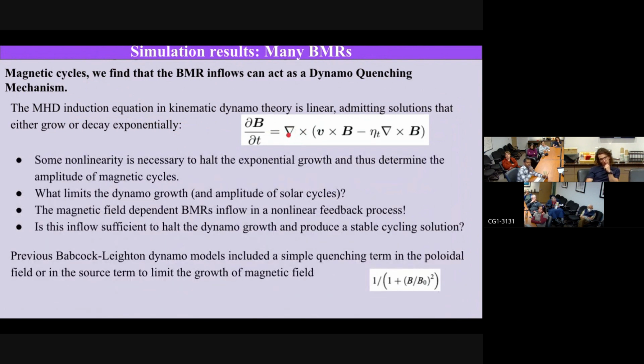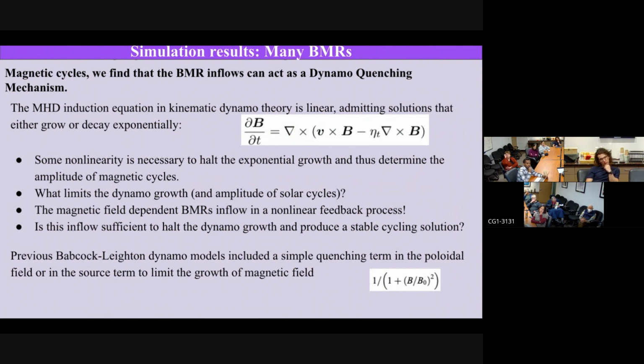Okay. So now I'm going to present the simulation of the magnetic cycles with many BMRs. The MHD induction equation admits exponential growth or decay for the kinematic dynamo. This equation admits exponential growth or exponential decay. So in order to stop the exponential growth, we need something to stop the exponential growth in this equation.